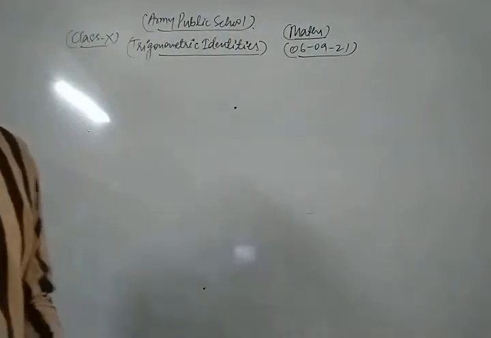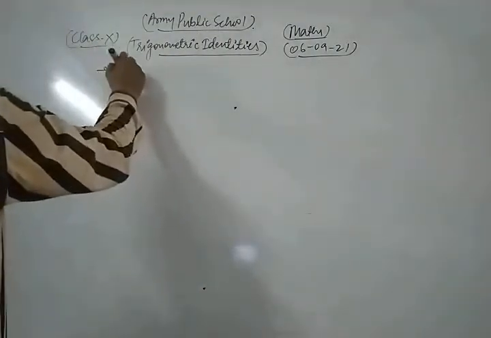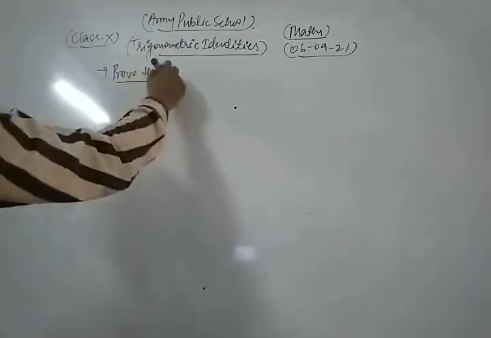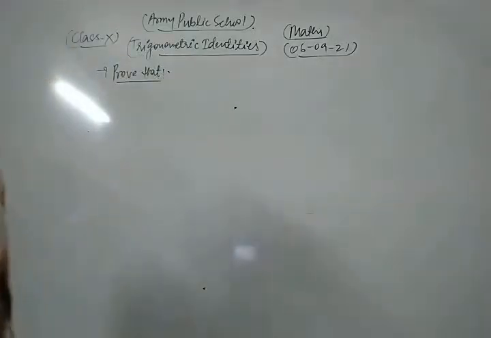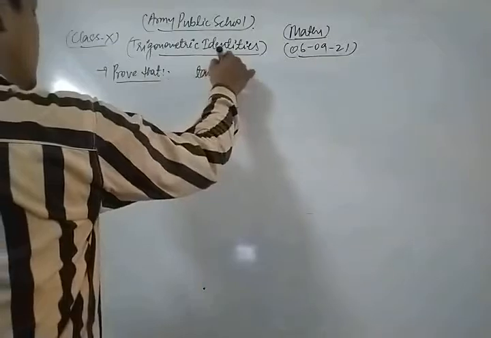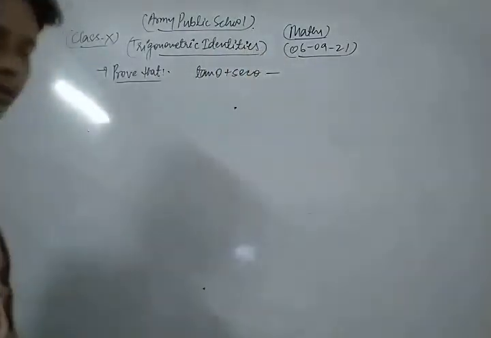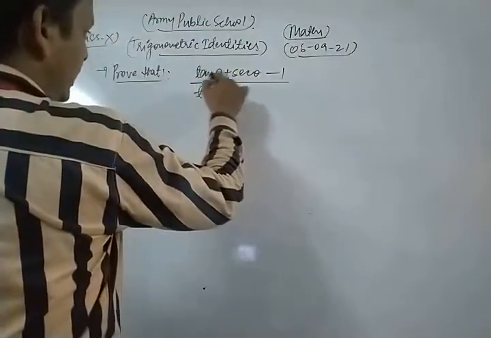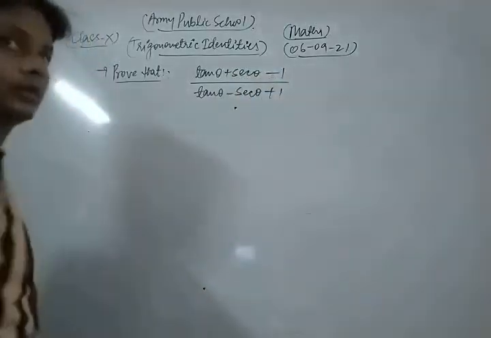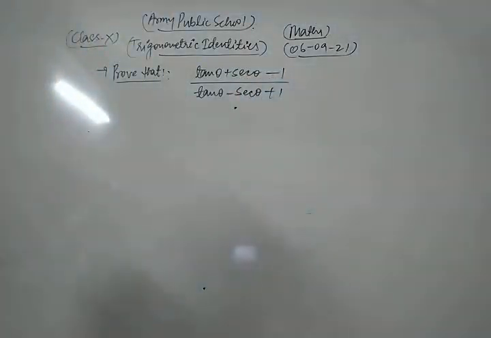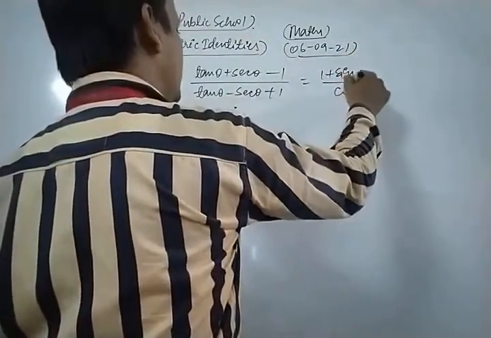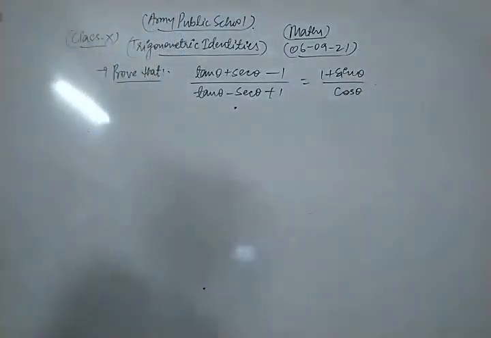Now, look, prove that tan theta plus sec theta minus 1 upon tan theta minus sec theta plus 1 is equal to 1 plus sin theta upon cos theta.